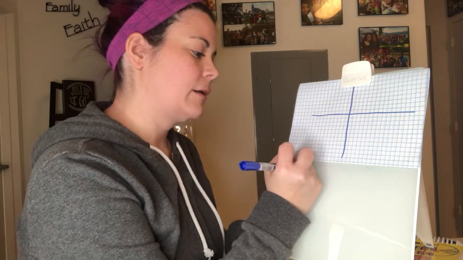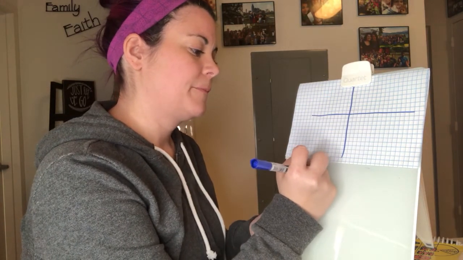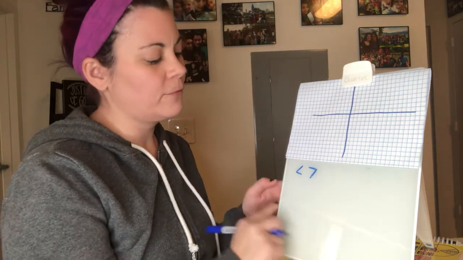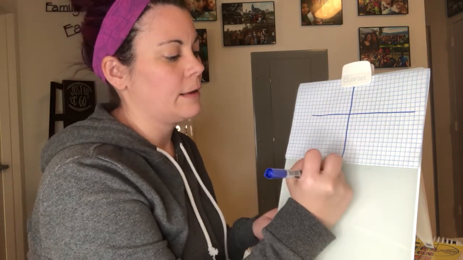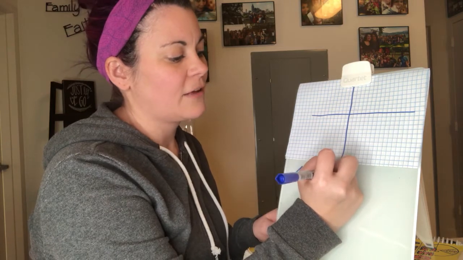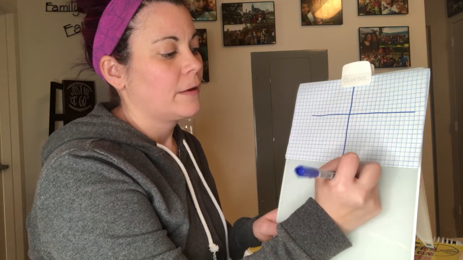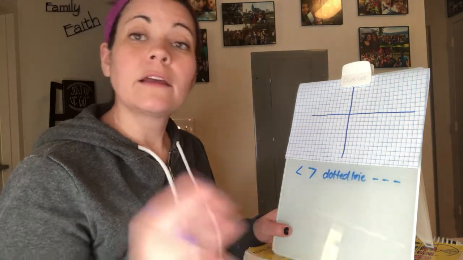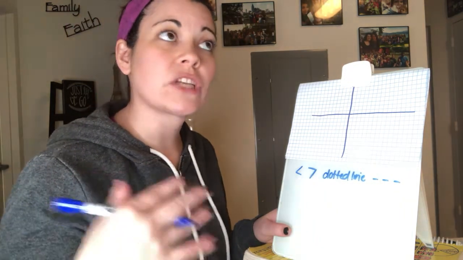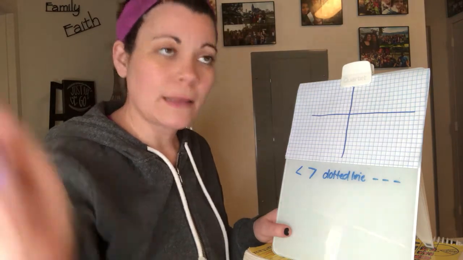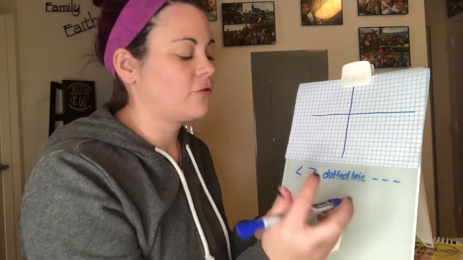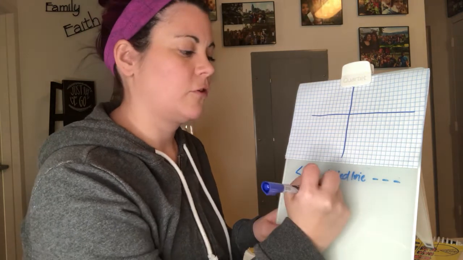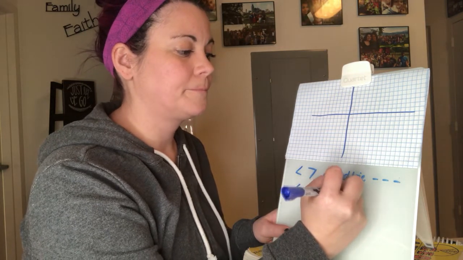First of all, we need to know what these signs mean. This is the less than and greater than sign. If you see a less than or greater than sign, we're going to have a dashed or dotted line when we graph the line, because you graph linear inequalities just like linear equations, except instead of drawing a solid line, you graph a dotted line. Unless it's less than or equal to or greater than or equal to, then you draw a solid line.